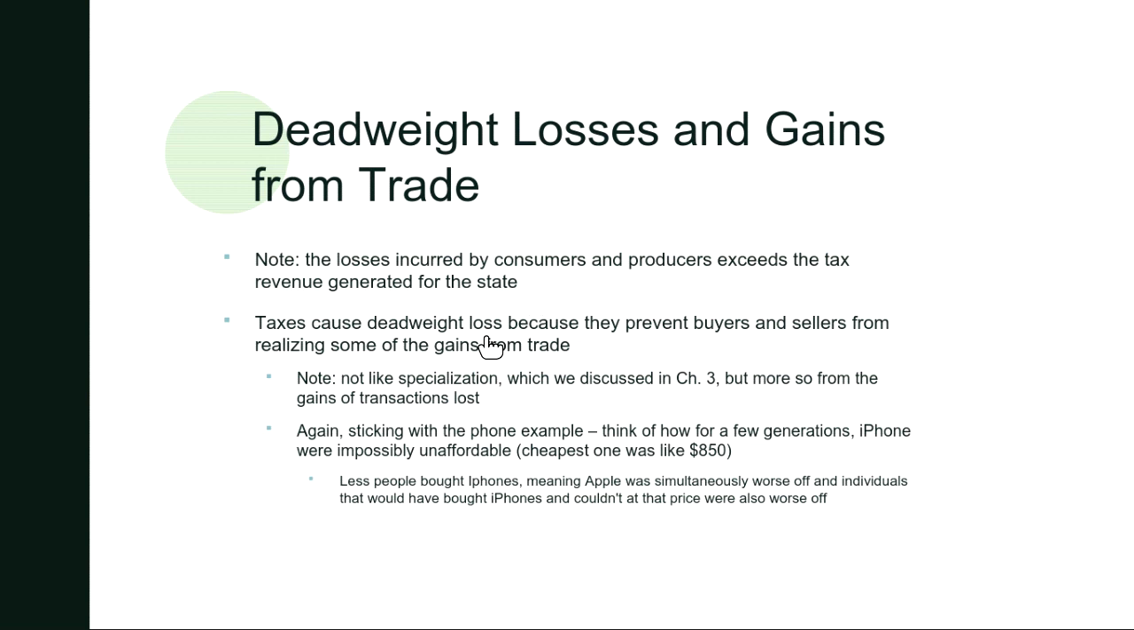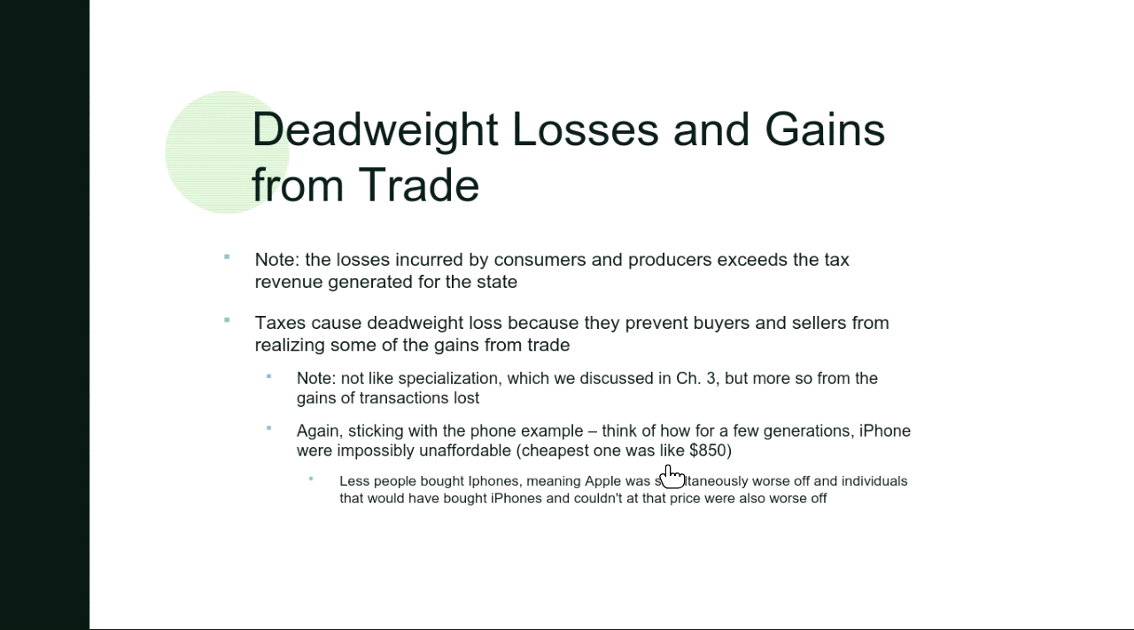Taxes cause deadweight loss because they prevent buyers and sellers from realizing some of the gains of trade. Note, this is not like specialization, which we discussed in chapter 3, but more so from the gains of the transactions lost. Again, sticking with the phone example, we've talked about iPhones a little bit. Think about how iPhones were impossibly unaffordable. The cheapest one was like $850.